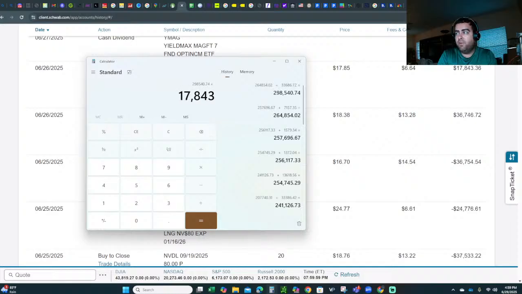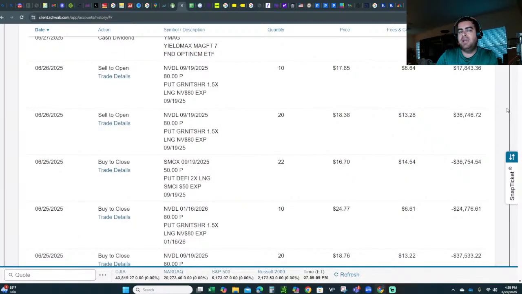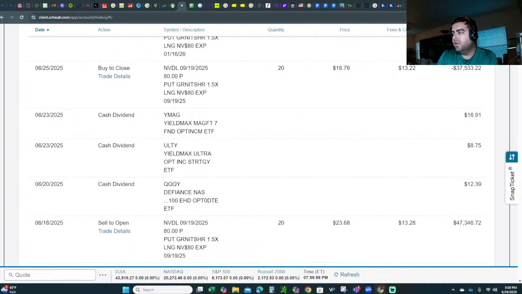So 17,843 here, 36, that's another one. And then last but not least, certainly not least, 36,746.72 here. Boom. If I win every trade, 353,130.82, and that's by September, which means we still have 3 months to go to trade even more.